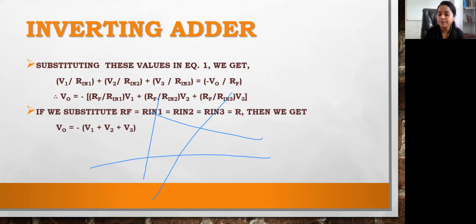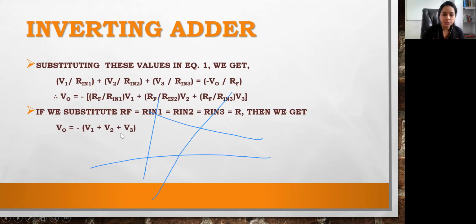So here, if we have all three resistances equal, that is Rf is equal to R in 1, R in 2 is equal to R in 3, or all equal to R, if we take similar resistances, and put these values of R in 1, R in 2 and R in 3 in the above equation, we will have V out is equal to minus of, in place of this we have V1, in place of this V2 and V3.